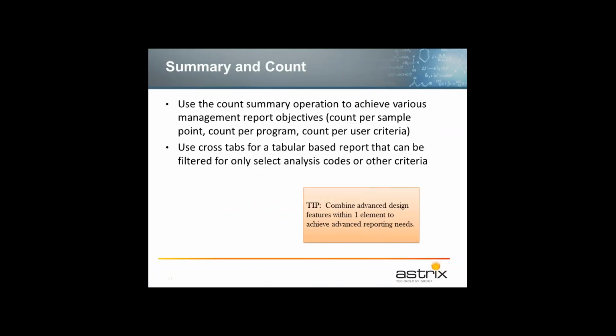So really, the summary of this report: use the count summary operation to achieve various management report objectives. Again, you can do count per sample point, count per program, count for any criteria that you want to do. If it's in your database, you can count. You can count for the whole report. You can count on certain sections. All of it is at your disposal. You can use the crosstabs for tabular-based reports that can be filtered for only select analysis codes or other criteria. And really, the tip here to take home is this last report. I'm just combining advanced design features within one element to achieve really advanced reporting needs.